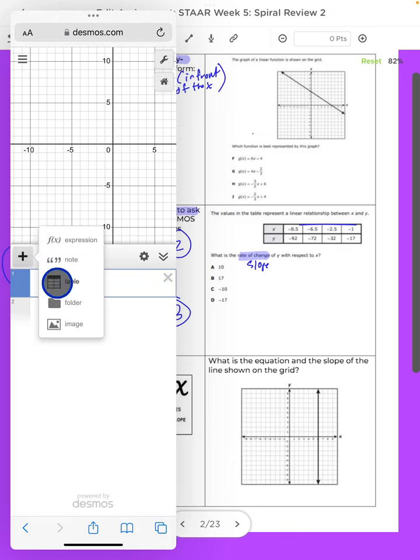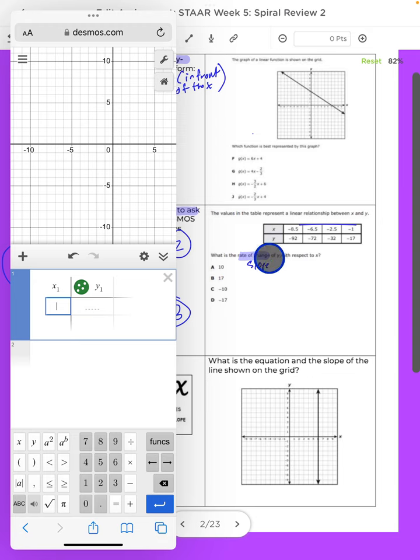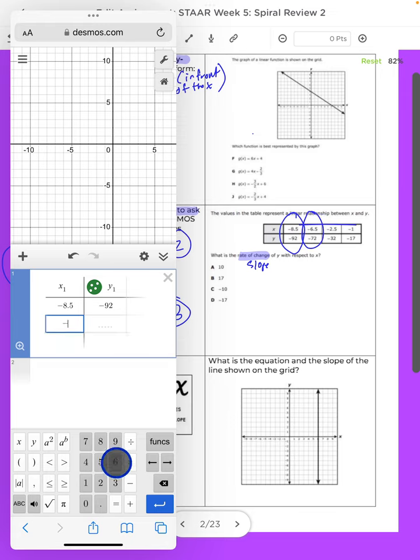So we're just going to use that procedure. The first thing we're going to do is add our table. I just need 2 points, so I'm just going to choose these 2 points right here. The first one is x and y, so negative 8.5 and negative 92. I'm going to put negative 8.5, then I'm going to type in negative 92. For my next line, I'm going to put negative 6.5 and negative 72. So that's the first thing.